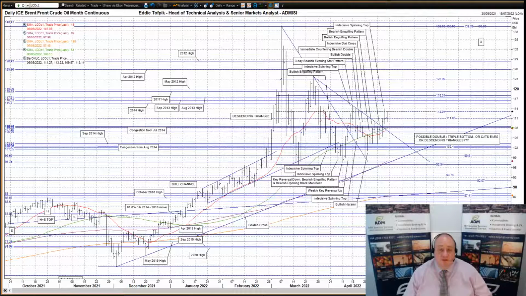Here's your daily technical analysis of Brent crude oil and spot gold. I'll start with ICE Brent crude oil futures.